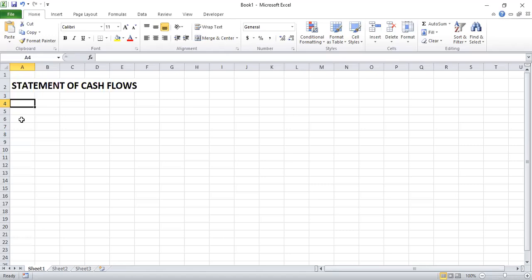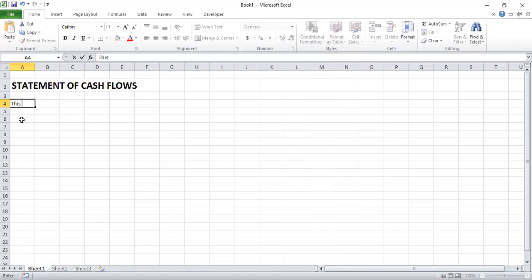Now, if the business does not have cash, it will not pay the employees. It will not be able to pay the suppliers. And because of that, they will not be able to get services. So it is important that we also analyze the cash. So in addition to our normal financial statements, which are prepared on an accrual basis, we also prepare the statement of cash flows, which shows how cash has been generated and how cash has been used.